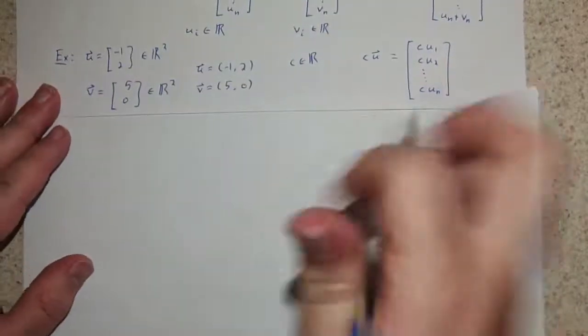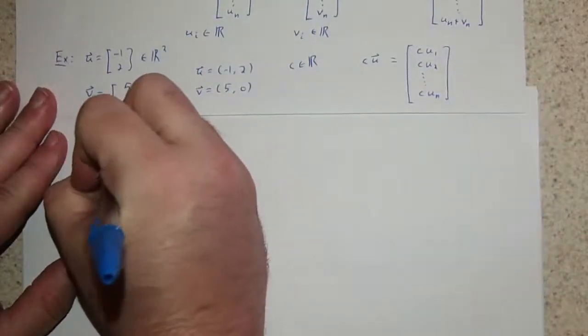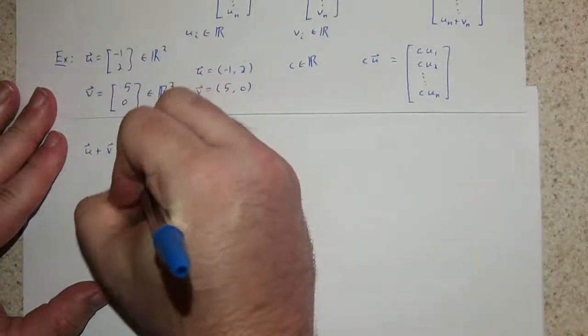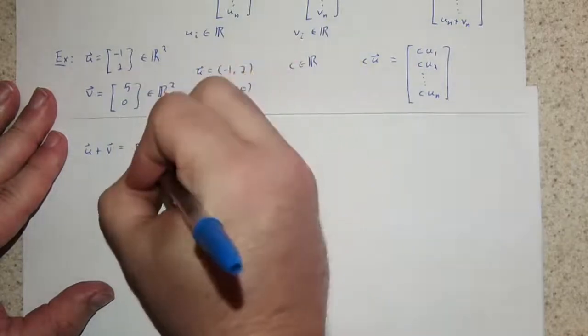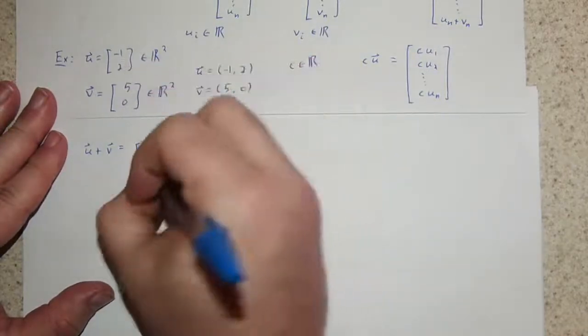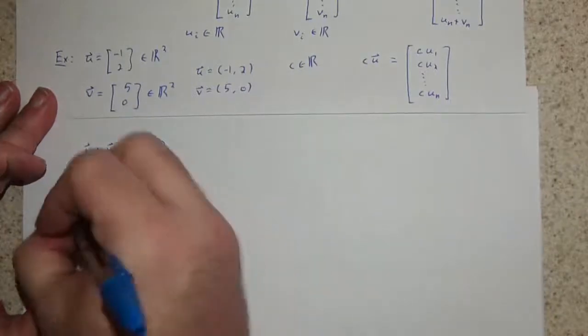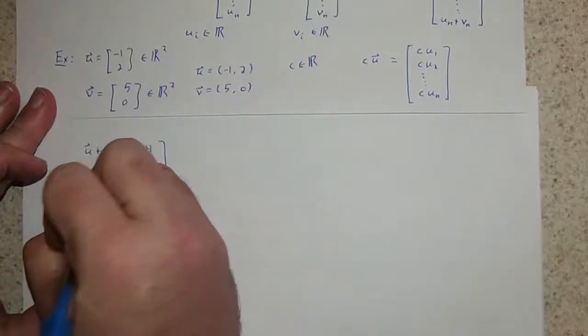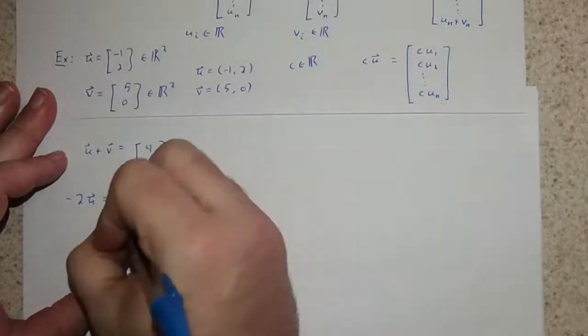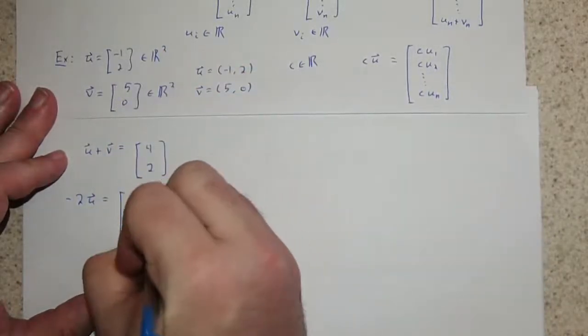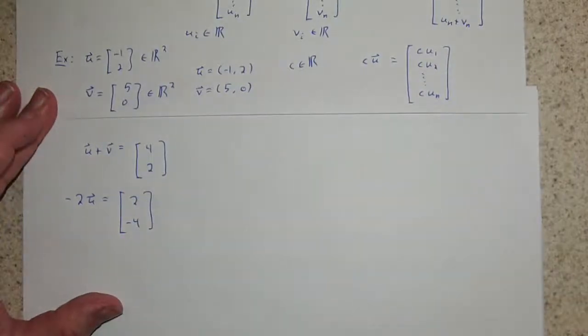So for instance, what is u plus v? Well, this would be minus 1 plus 5, which is 4, and 2 plus 0, which is 2. What is minus 2 times u? Well, this is 2 times, and minus 4 is in the second slot.